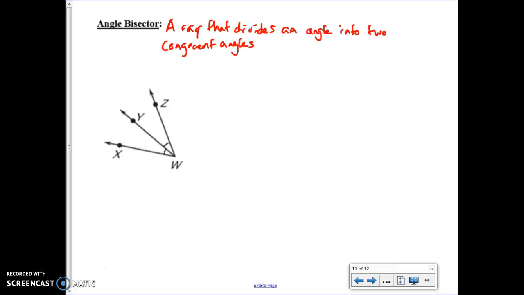So in this case, this ray WY is dividing angle XWZ or ZWX into two congruent angles. Those two congruent angles then are XWY is congruent to YWZ.